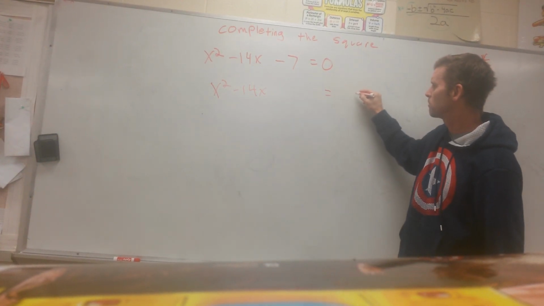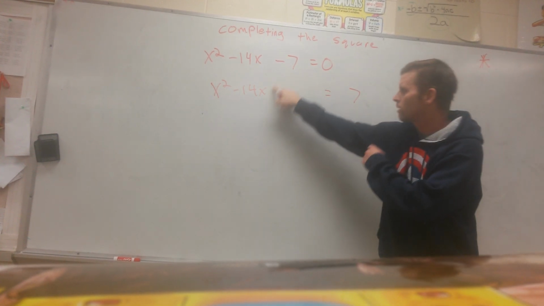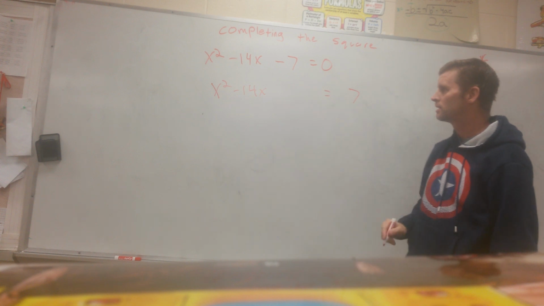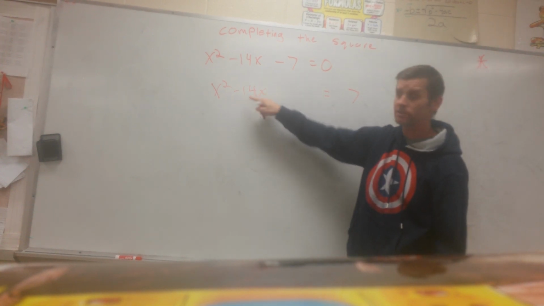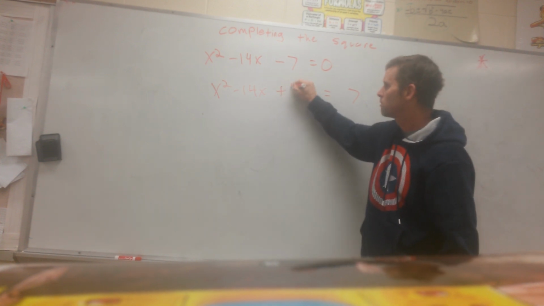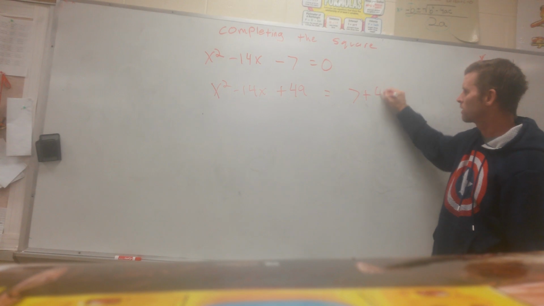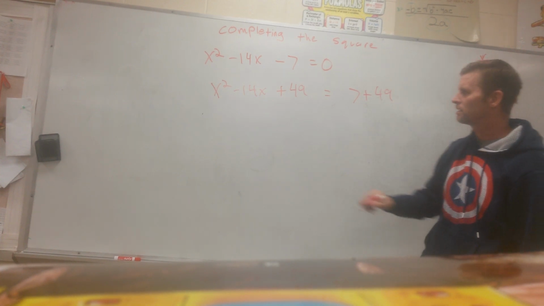I'm going to fling my 7 over, positive 7 over here. I got my wish for space. Half of negative 14 is negative 7. When you square negative 7, you get positive 49. If I add 49 to that side, I'm going to add 49 to that side.